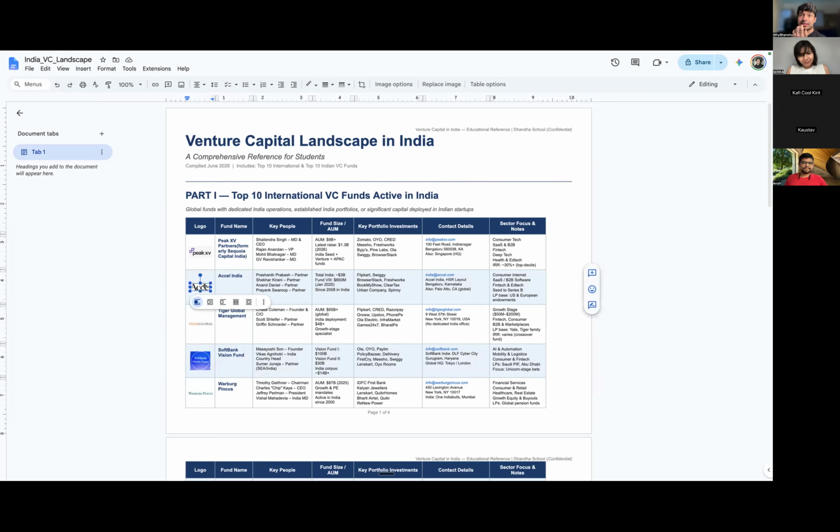Flipkart. By the way, Excel is one of the big funds in the US. Same with Sequoia. Sequoia is a US fund, and this is their Indian arm. That's kind of like SoftBank, for instance, which is the Japanese firm that invested in Oyo and stuff early on. They have this fund called Vision Fund where they invest. So you have Tiger Global. Excel's key investments are Flipkart, Swiggy, Browser Stack, and so on.